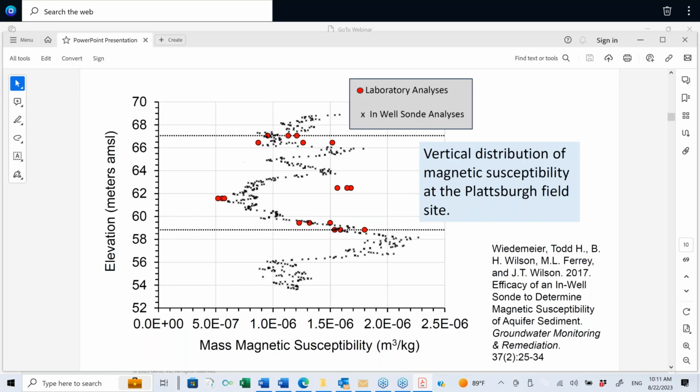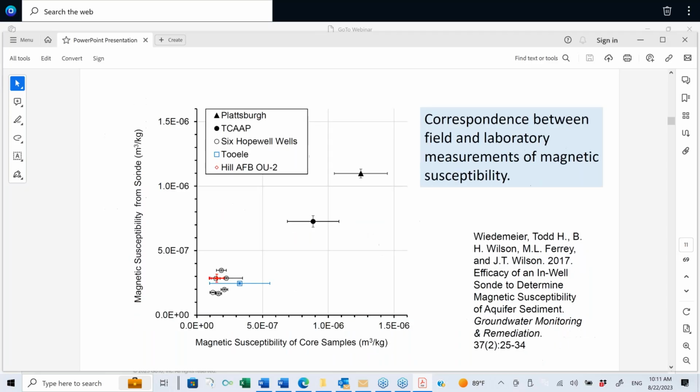Let me back up real quick. The two dotted lines are the upper and lower screen on a monitoring well. So what Todd did is he compared the estimate across the screen for monitoring wells determined by the in-field down-well magnetic susceptibility zone to the estimates that are determined by averages of core samples collected adjacent to the well or collected during the well installation.